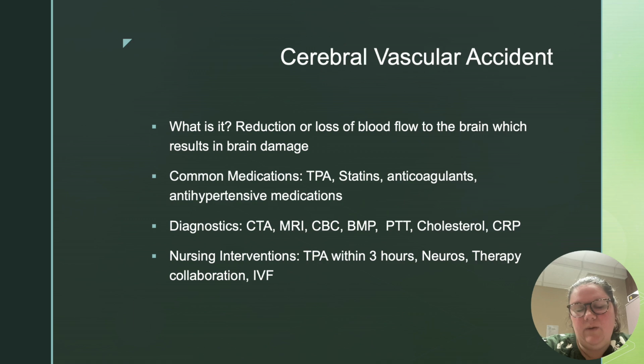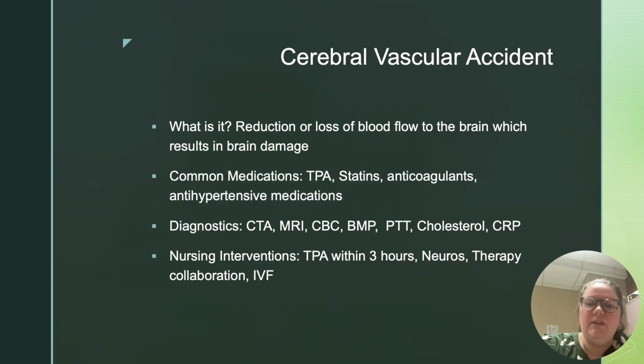Statins, anticoagulants, and antihypertensive medications. It's important to note that with these patients, we want to slowly lower their blood pressure because we need to have some sort of perfusion to the brain. So when these patients are running in the 150s and 160s systolic, that is perfectly acceptable because again, we want perfusion to go to the brain.